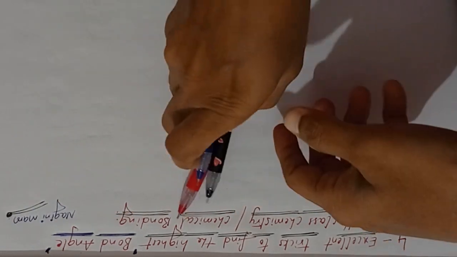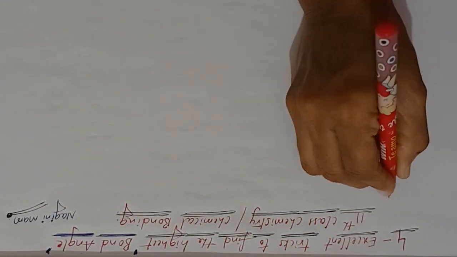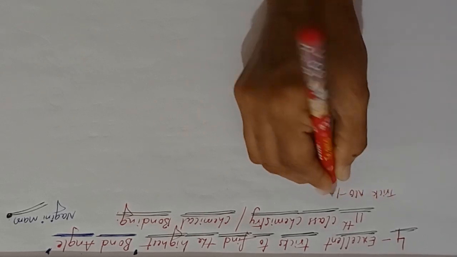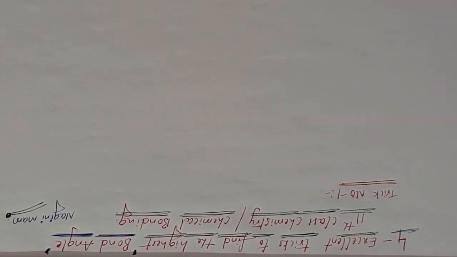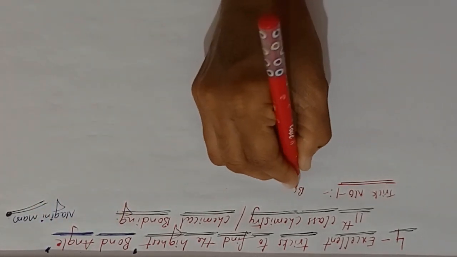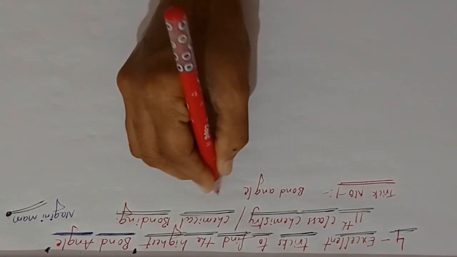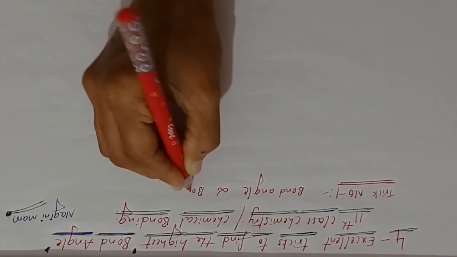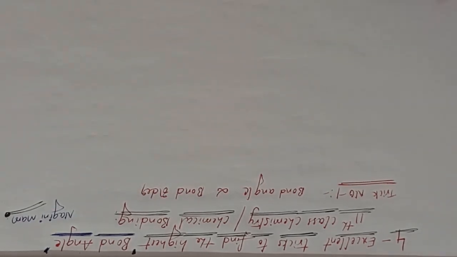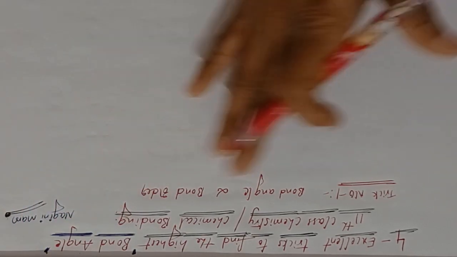So trick number 1. What is trick number 1? Bond angle is directly proportional to the bond order. Clear? That means as bond order increases, bond angle also increases.